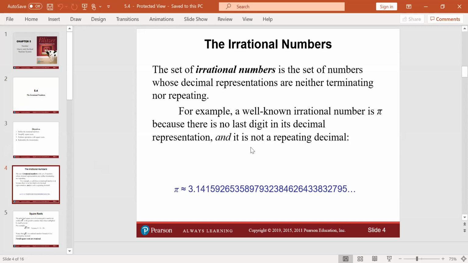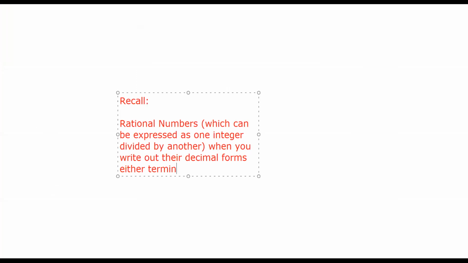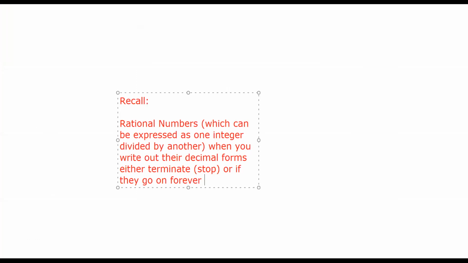So let's recall, we'll just do this aside. Recall rational numbers, which can be expressed as one integer divided by another. Rational numbers, when you write out their decimal forms, either terminate, that is, they stop, or if they go on forever, they do so by a repeating pattern.